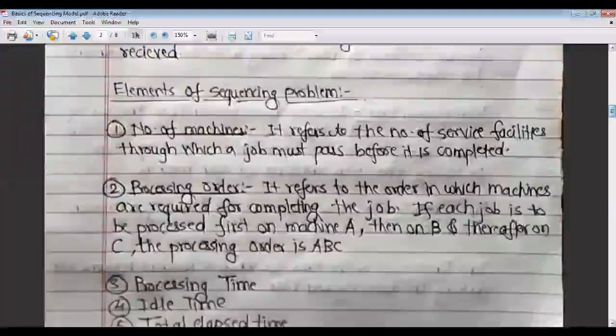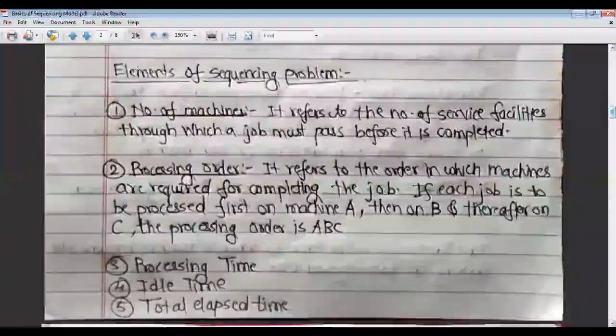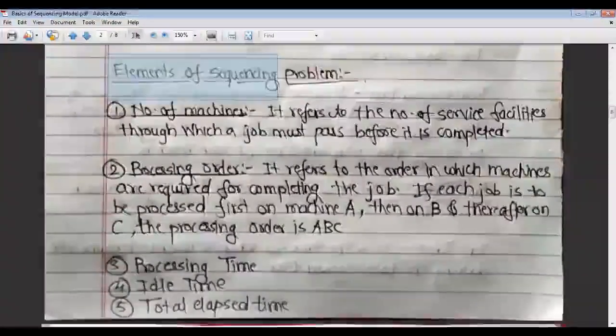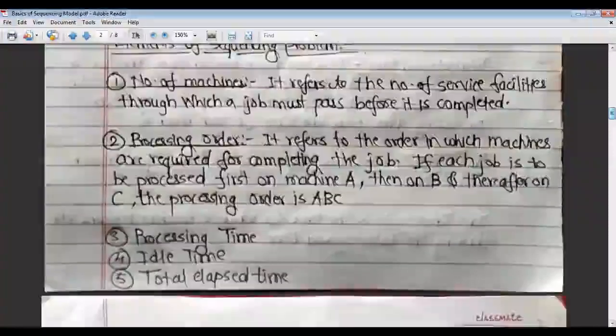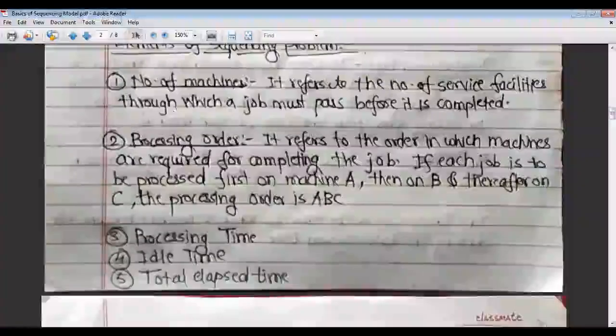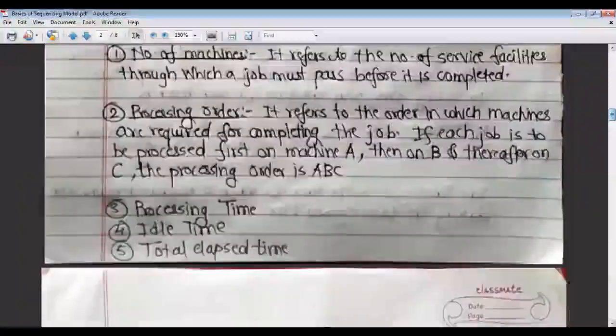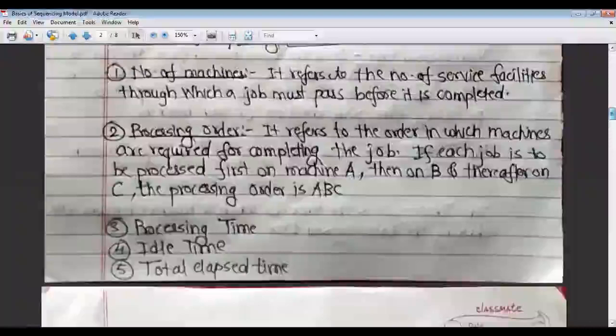So that is very, very important. Frequently this question is asked in your examination regarding what the elements of the sequencing problem are. So we've seen the different elements. The number of machines is one of the elements. It refers to the number of service facilities through which a job must pass before it is completed. Normally it is denoted by M, right?